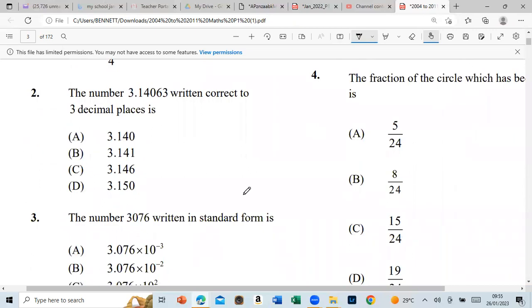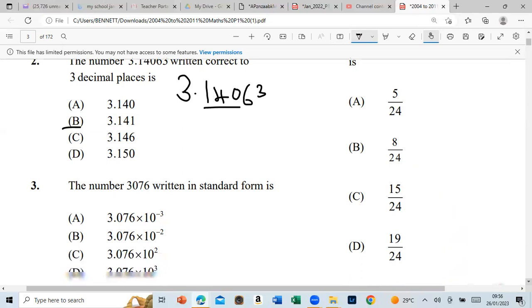Question 2. The number 3.14063 written correctly to 3 decimal places is. We did this one in a previous video. So we go to the third, so write it. 3 decimal numbers must come after the decimal point. So we are here. Check the 6. If it's greater than 5, we add 1. So that's 3.141. That was done in an earlier video.